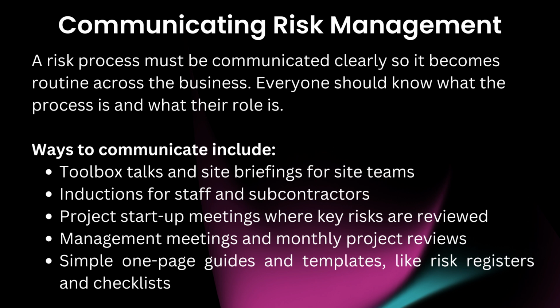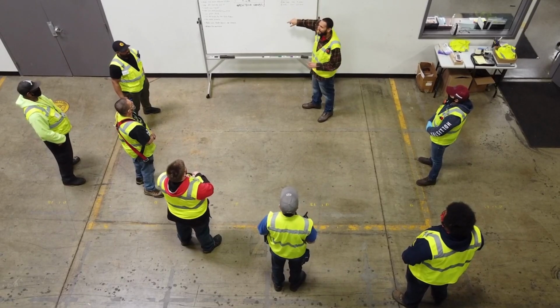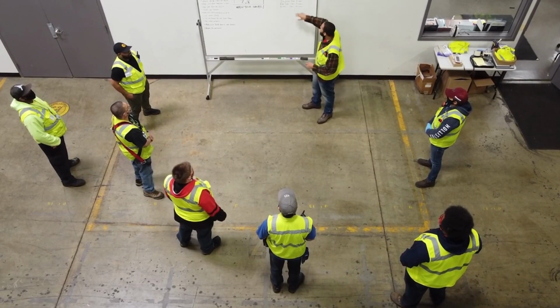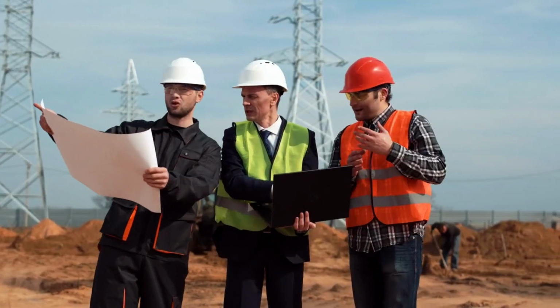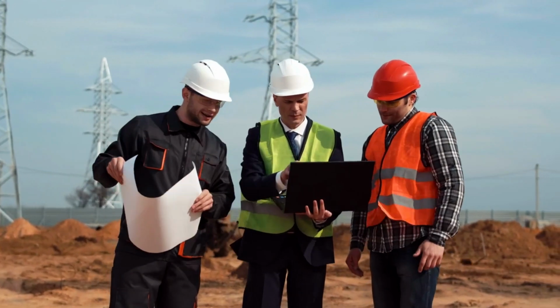Communicating risk management. A risk process must be communicated clearly so it becomes routine across the business. Everyone should know what the process is and what their role is. Ways to communicate include toolbox talks and site briefings for site teams, inductions for staff and subcontractors, project startup meetings where key risks are reviewed, management meetings and monthly project reviews, and simple one-page guides and templates, like risk registers and checklists.